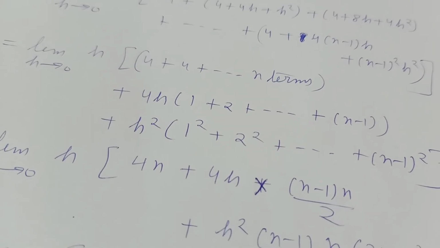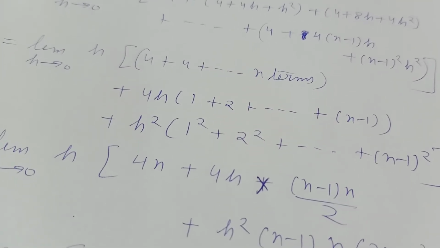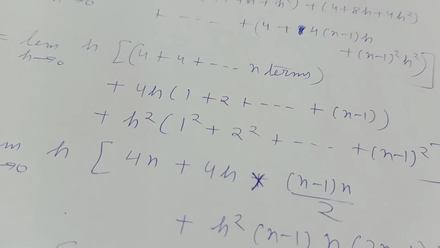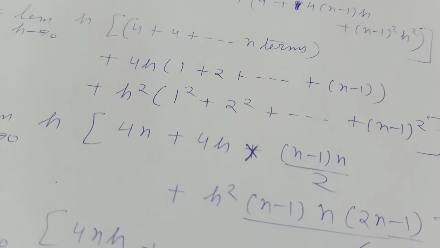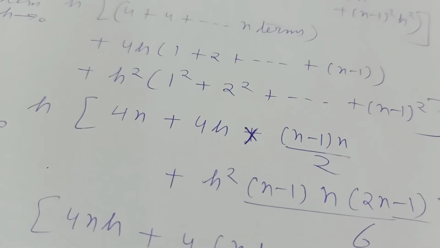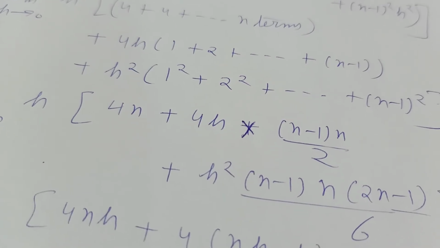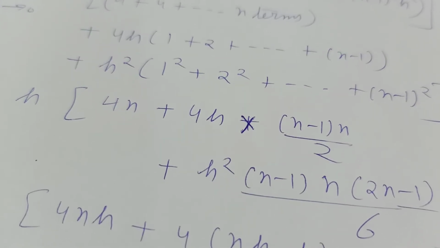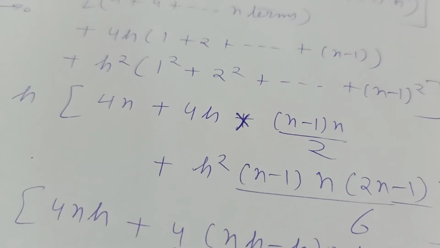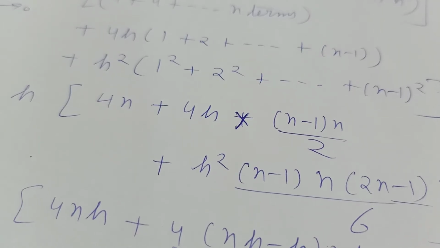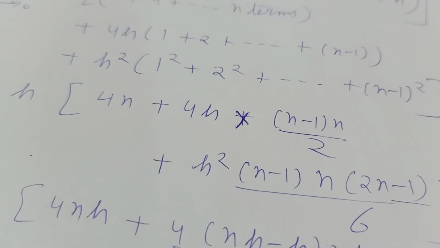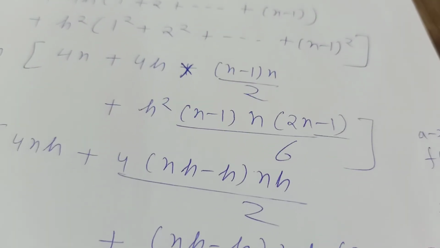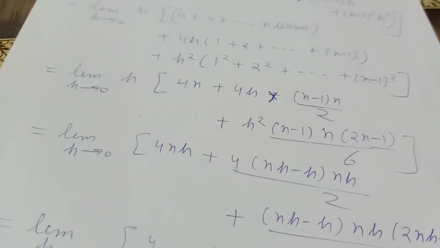Then 4h into (1 + 2 + up to n-1) is an AP. You can apply the sum of n terms of an AP, and you will find (n-1) into n by 2. Then we have the sum of squares of n-1 terms. We have already studied the formula: 1 square + 2 square + 3 square up to n square equals n(n+1)(2n+1) upon 6. So here we will put n-1 in place of n, and we will get the value (n-1)n(2n-1) upon 6. So in this way we have solved it.